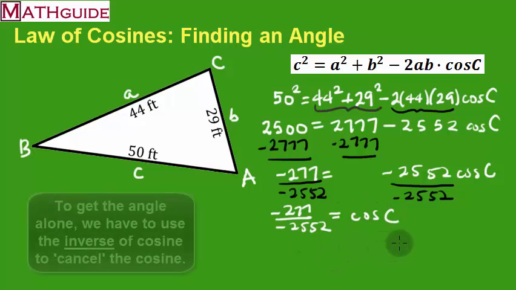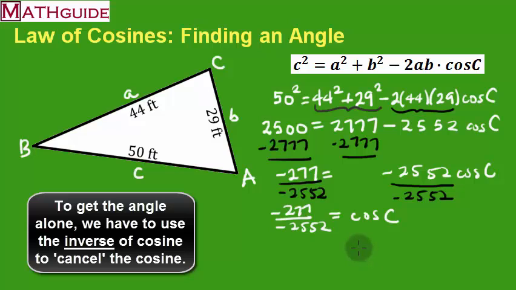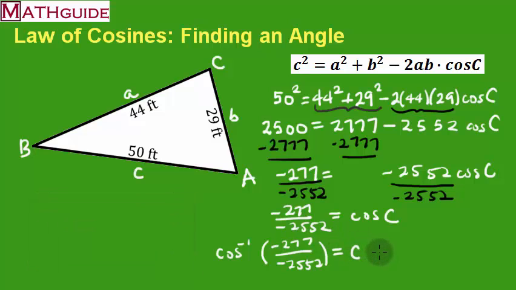So how do you get rid of cosine? The only way to get rid of cosine is to do the inverse cosine. So it turns out that C is the inverse cosine of this fraction. I'm just taking the inverse cosine of both sides. In doing that, the calculator gives me 83.8 degrees, rounded to the nearest tenth. So that's what I get, and that's what angle C is right here.